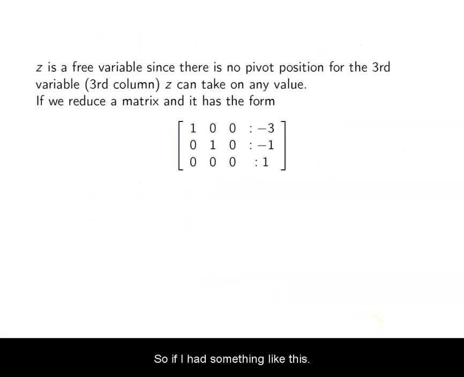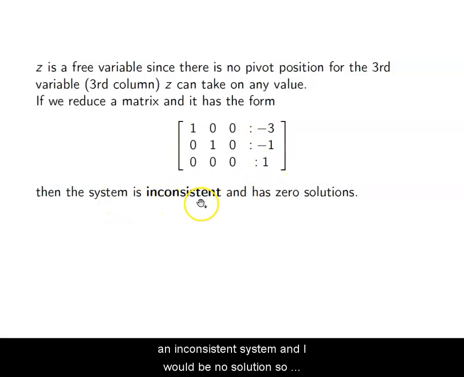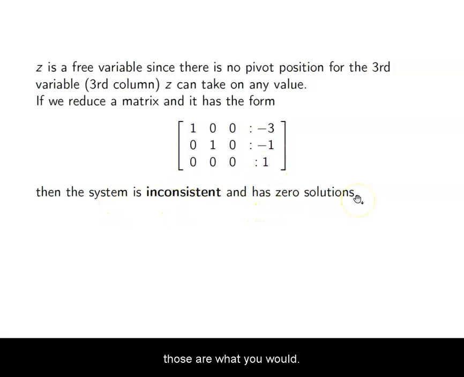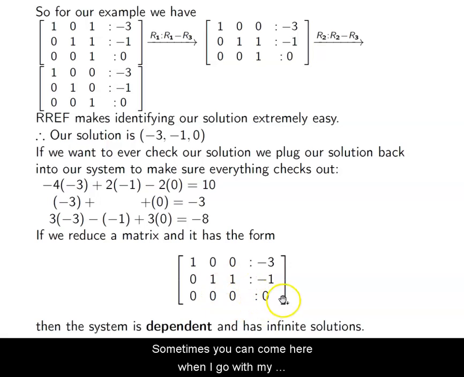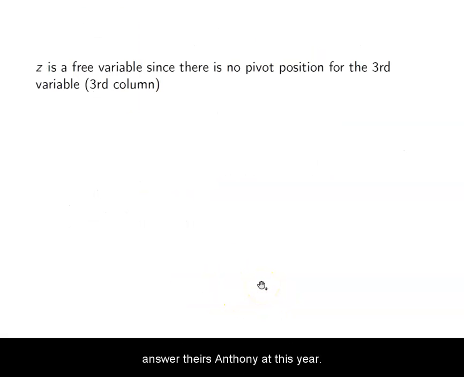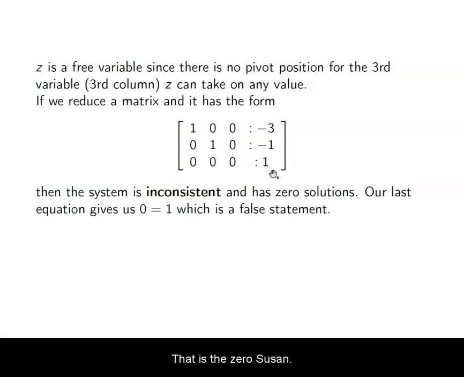So if I had something like this, 0 plus 0 plus 0, which is 0, equals 1, that's not true. 0 is not equal to 1. That would be an inconsistent system, and that would be no solution. So that's what you're looking for: infinite solutions and zero solutions. For a single solution, it's very easy to tell what the answer looks like, okay? But sometimes you could come here and be like, well, what's my answer? There's infinite answers here, okay? If you have a false statement, right? My no variables equals 1. That is a false statement, so that is 0 solutions.